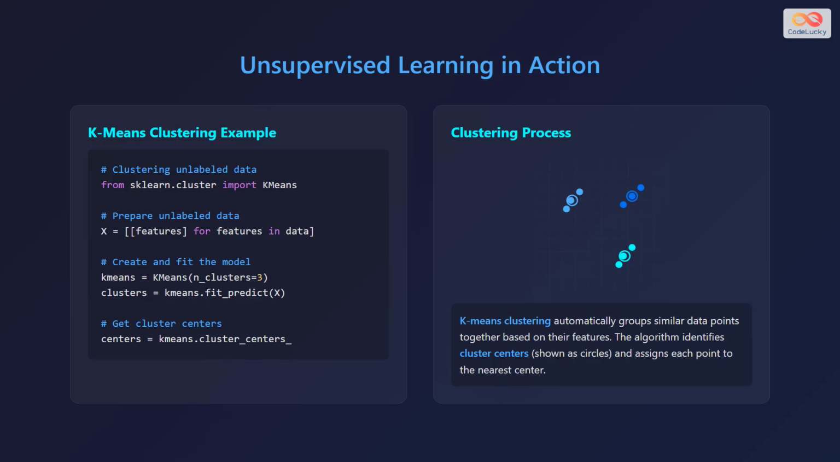Then, fit the model to the data and predict the cluster assignments for each data point using the fit-predict method. Finally, obtain the coordinates of the cluster centers using the cluster_centers_ attribute. K-means clustering automatically groups similar data points together based on their features. The algorithm identifies cluster centers, shown as circles in the figure, and assigns each point to the nearest center.